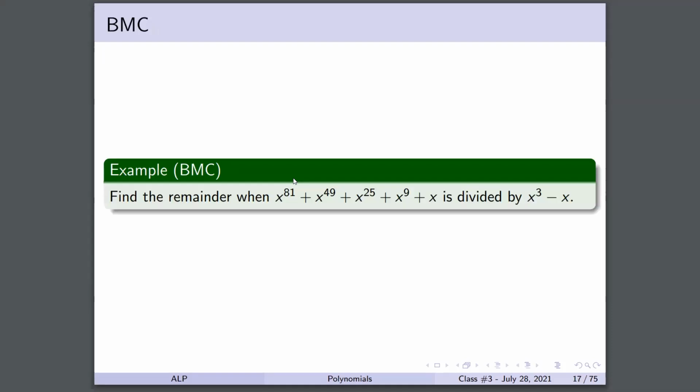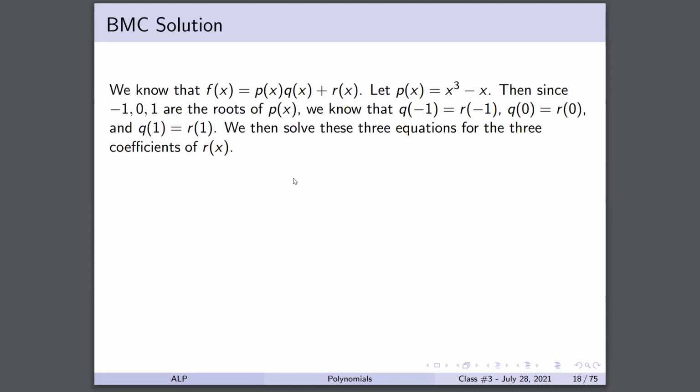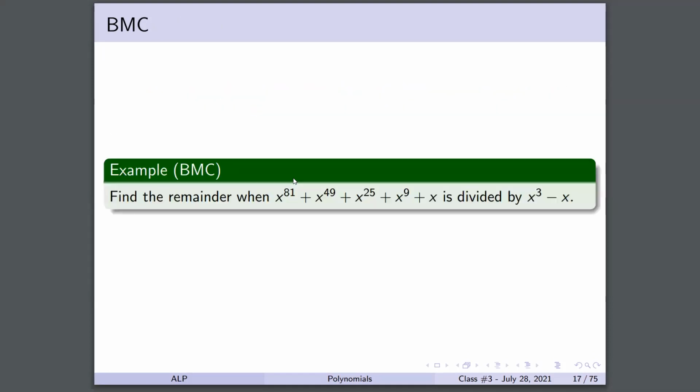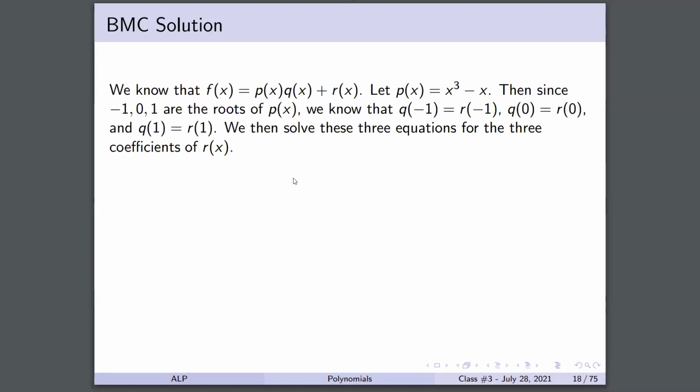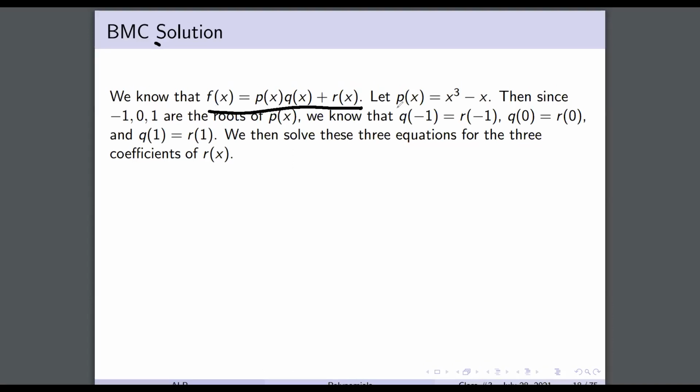All right, so now we have a more difficult example. This is from BMC. We have to find the remainder when x to the power of 81 plus x to the power of 49 plus x to the power of 25 plus x to the 9th plus x is divided by x cubed minus x. The exponents are 81, 49, 25, 9, 1. We know that f of x equals this, and p of x is this, because p of x is what we're dividing by.